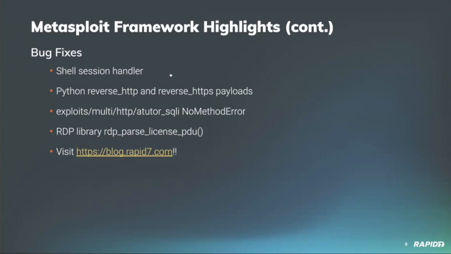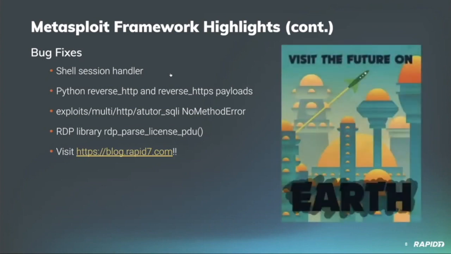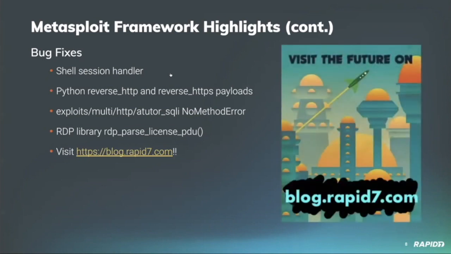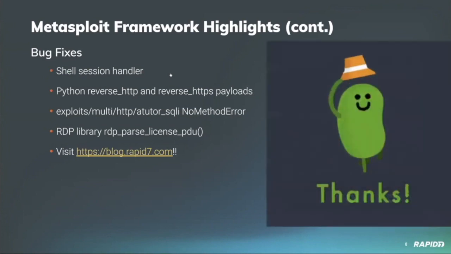And our own Brent Cook added a fix to the RDP library method which does response license parsing, removing a potential false negative condition for modules like the BlueKeep scanner. For details on recent framework activity, you can always check out the weekly Metasploit wrap-up blog posts at blog.rapid7.com. And as always, a huge thanks to all who helped make Metasploit better through their contributions.